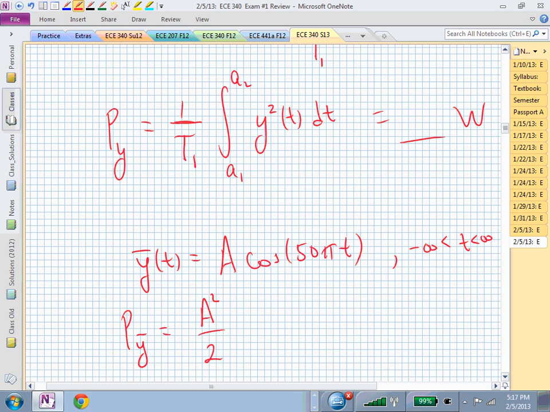Now, if your waveform had an unbounded power and an unbounded energy, then it's neither an energy nor a power signal. And you would say it's not an energy signal and it's not a power signal. And that could be something that's growing unbounded with time. Let's say z of t is equal to t. That's neither an energy signal nor a power signal. Question?